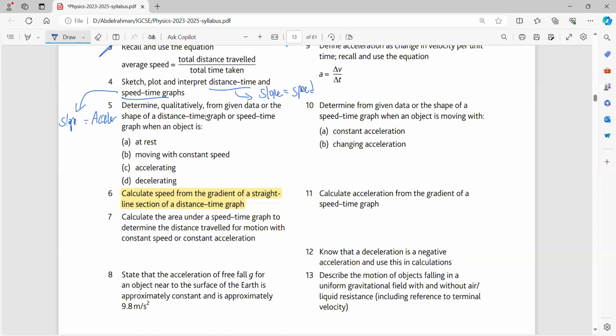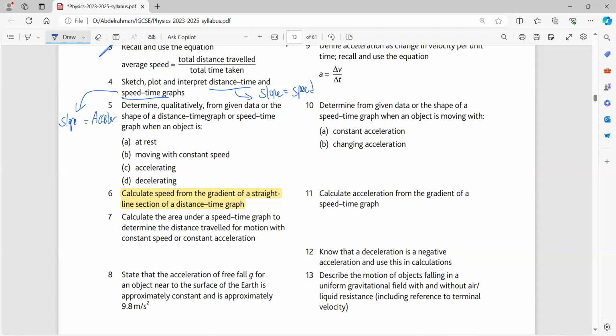You weren't required to calculate the acceleration. You just need to differentiate between a car that is accelerating more or a car that is accelerating less. That's all you're required to know. You're not required to actually calculate the acceleration. You need to understand the difference between acceleration and deceleration. That's what you are required to know.